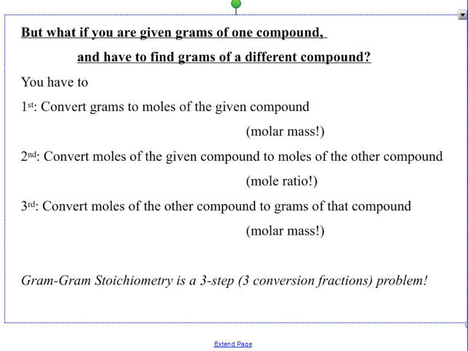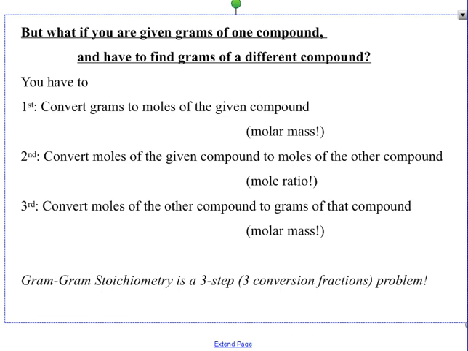of one compound, and you have to find grams of a different compound? This is what's called gram-gram stoichiometry, because you're starting in a quantity of grams, and you're going to end up in a quantity of grams. But in this problem, you can't start out by using the coefficients in the balanced equation, because the coefficients in a balanced equation do not represent a mass ratio. So you have to break this down.